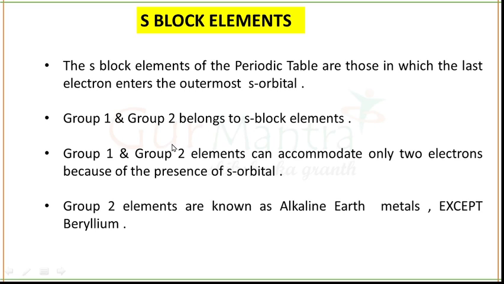Group 1 of the periodic table consists of lithium, sodium, potassium, rubidium, cesium and francium. As we have discussed, they are collectively known as alkali metals because they form hydroxides on reaction with water, which are strongly alkaline in nature, while the elements of group 2 are known as alkaline earth metals, and the exception is beryllium. Beryllium is considered a group 2 element, but it is not considered an alkaline earth metal.